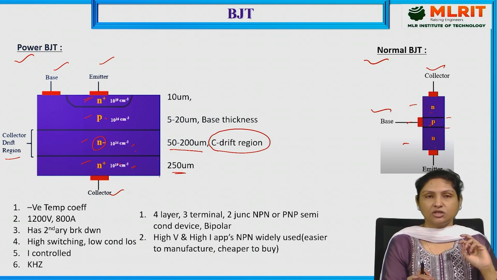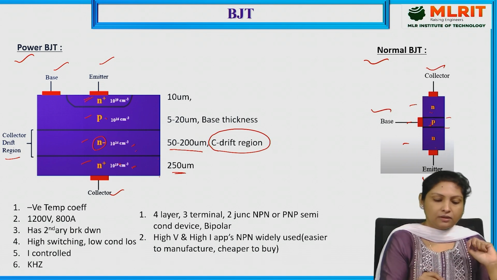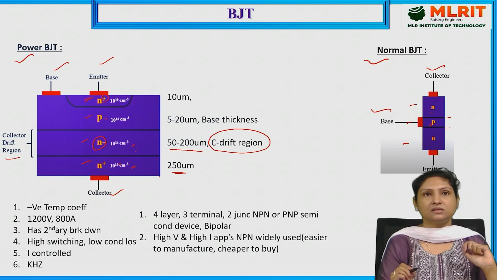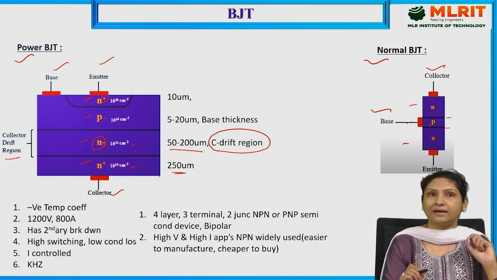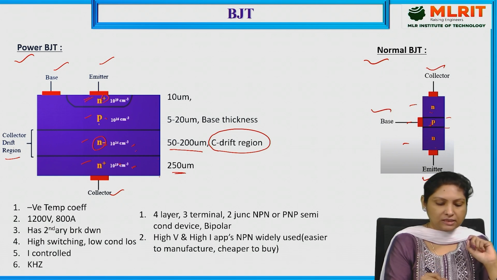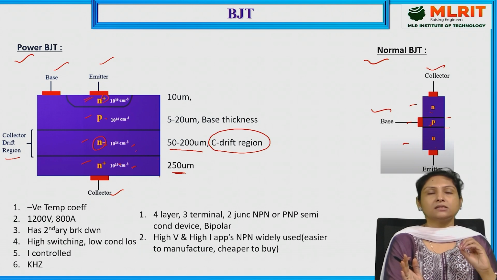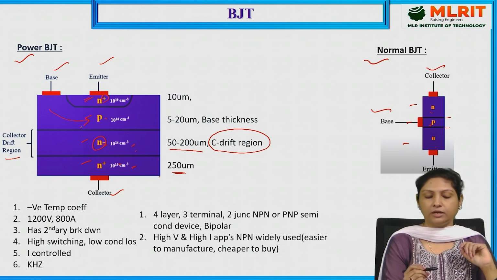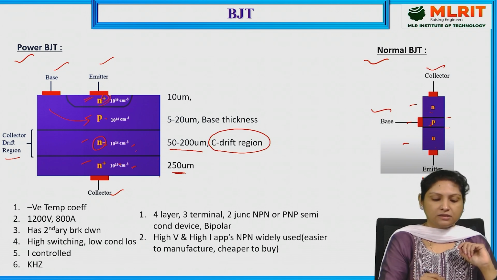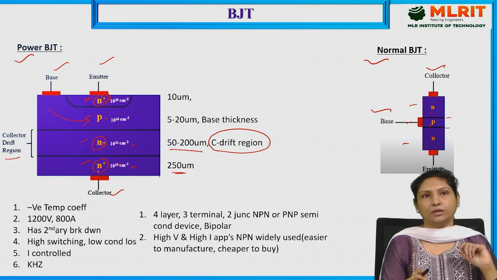This is an additional layer which is being added, and here this plus represents heavily doped, and if it is minus, it indicates lightly doped. And if there is no plus or minus, it is moderately doped. So here the base layer is moderately doped, and the N+ layers, that is the emitter as well as the collector region, are heavily doped.